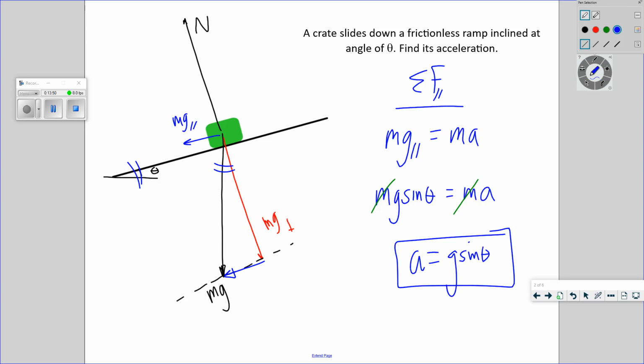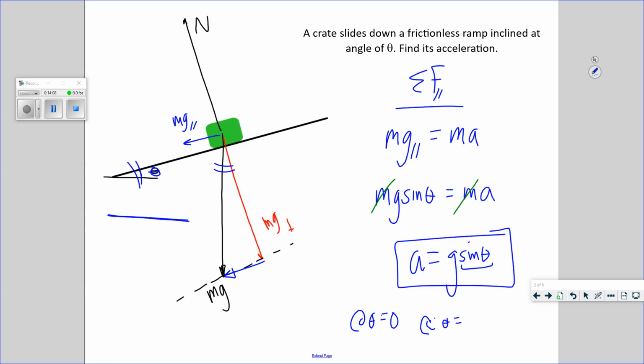Which makes sense because what if theta equals 0, which means this angle goes to nothing, which means the incline is not inclined? Then a is g times the sine of 0, which is 0. A is 0. At theta equals 90 degrees, it means this is cranked all the way up to being vertical, and then this thing is simply in free fall. A is g times the sine of 90. Sine of 90 is 1. A is g. Yeah, the thing's in free fall.